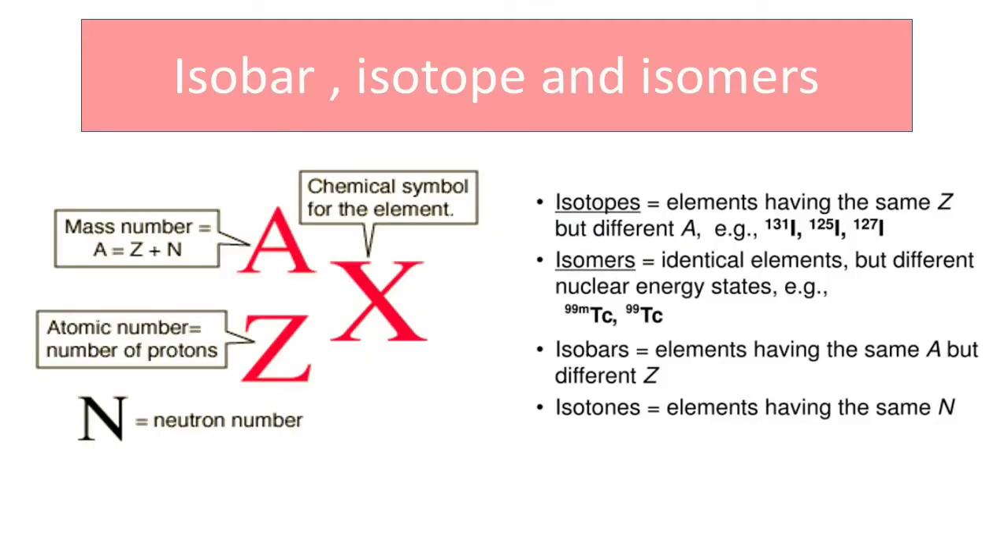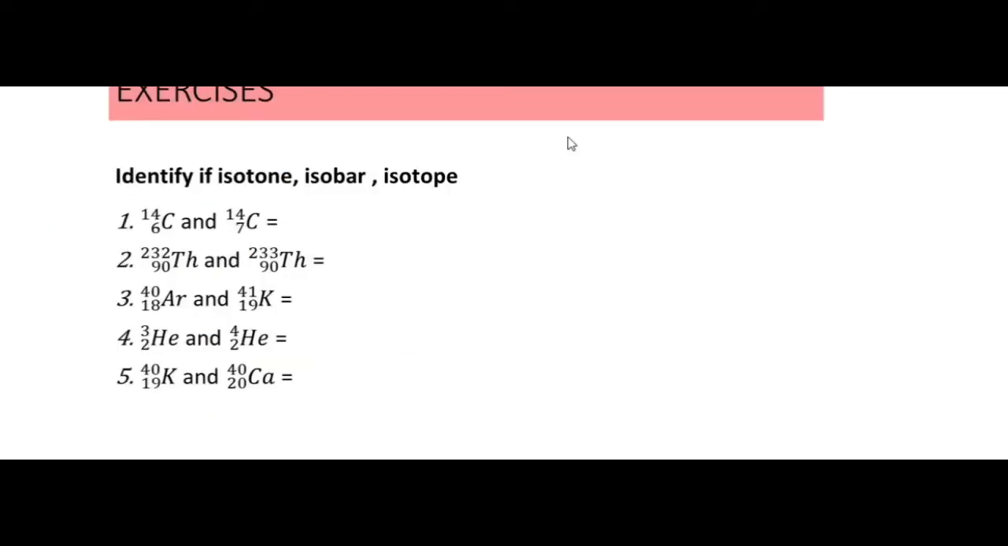Isotope is elements having the same atomic number but different atomic mass. Isomer is identical elements but different nuclear energy states. Isobar is elements having the same atomic mass but different atomic number. Isotone is having the same neutrons. All right.